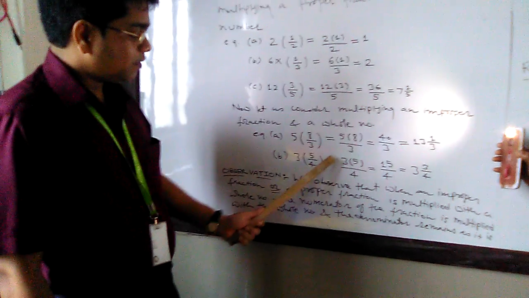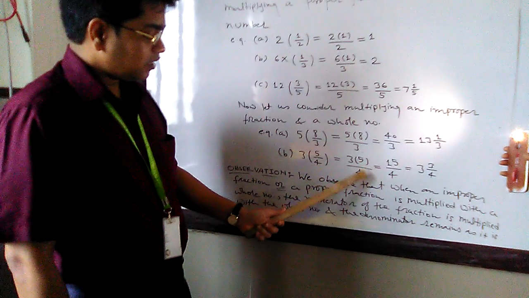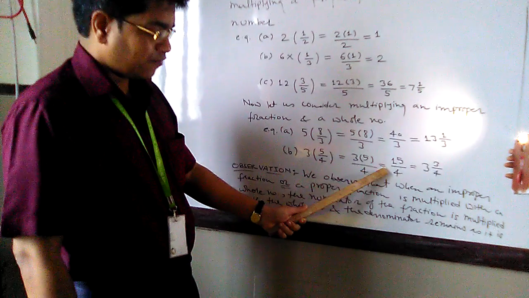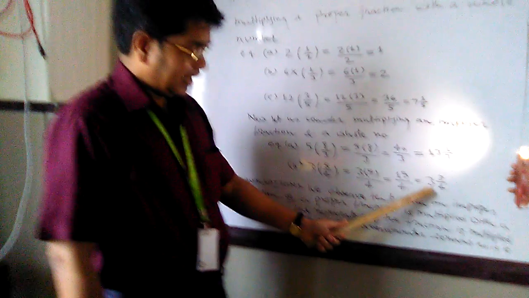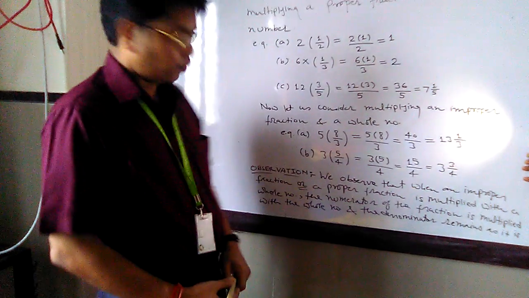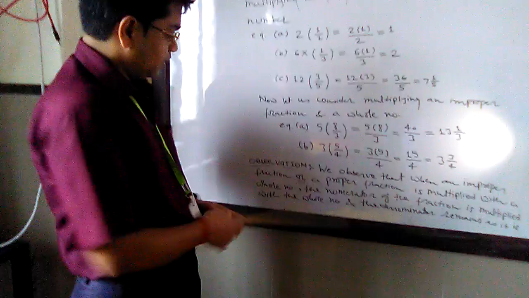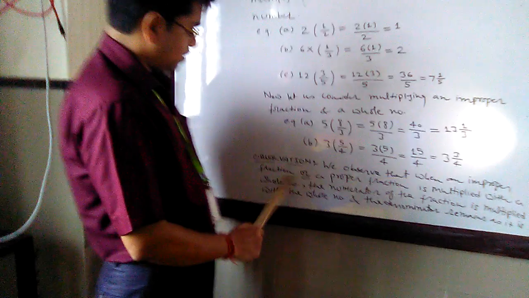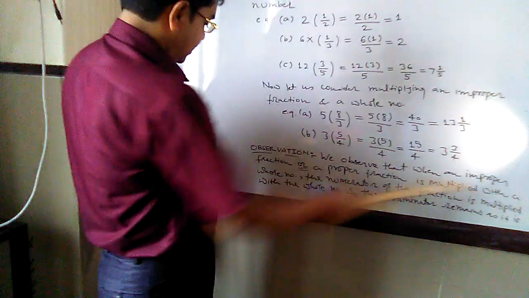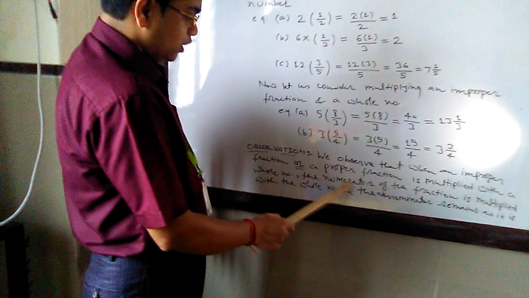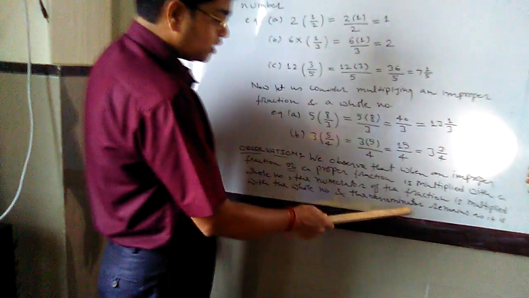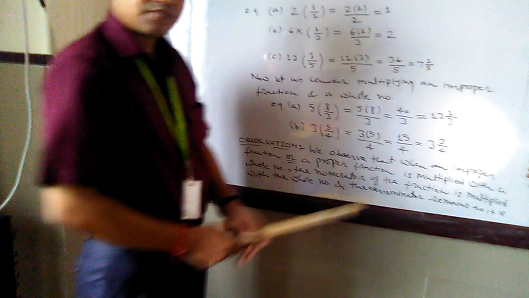So this whole number 3 will multiply to numerator, denominator will remain as it is. After simplification, we will get 15 by 4. This is improper fraction, and its mixed fraction form is integer 3 followed by proper fraction 3 by 4. What do we observe? We observe that when an improper fraction or a proper fraction is multiplied with a whole number, the numerator of the fraction is multiplied with the whole number, and the denominator remains as it is.